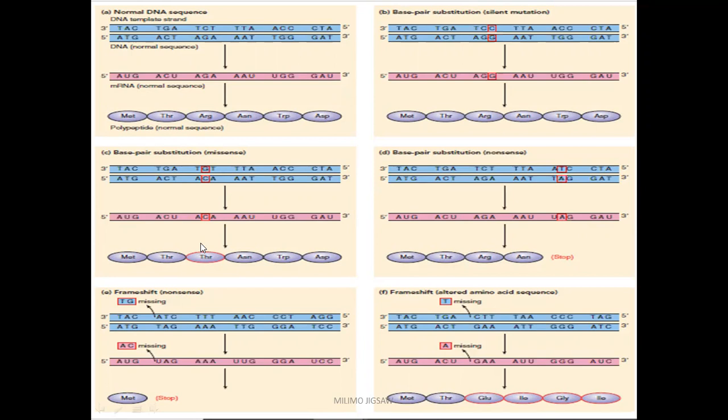Now, these missense mutations are grouped into two classes. They could either be what are known as transition mutations, and also transversion mutations. So transition mutations and transversion mutations.